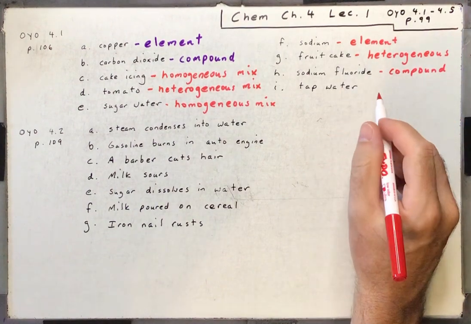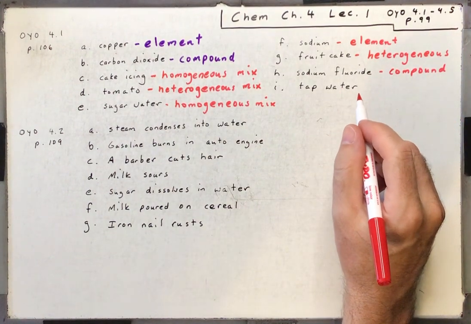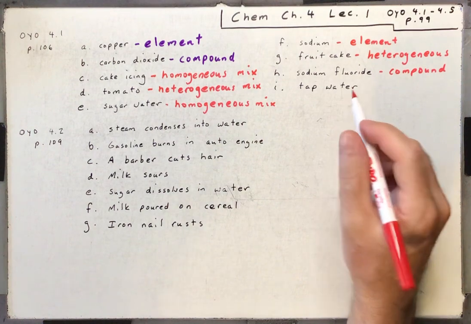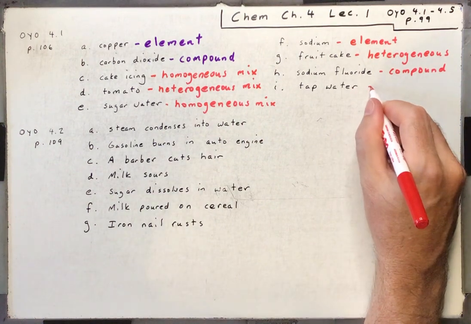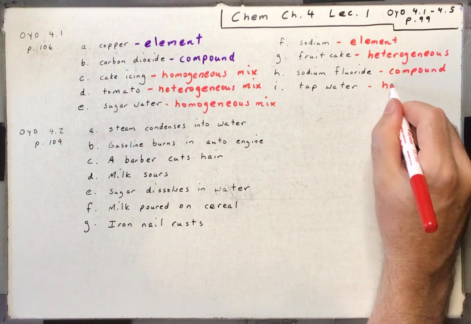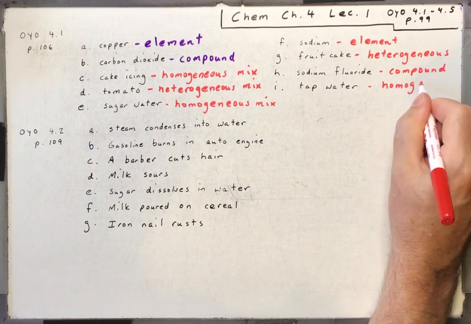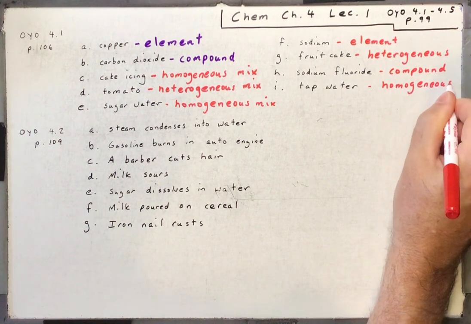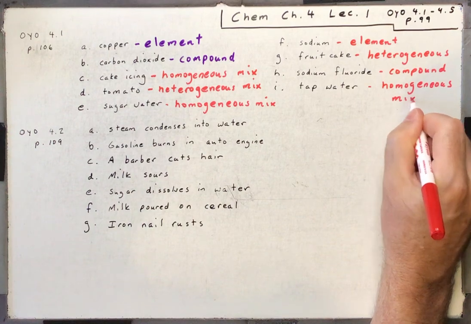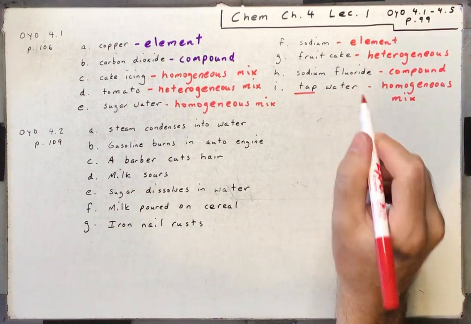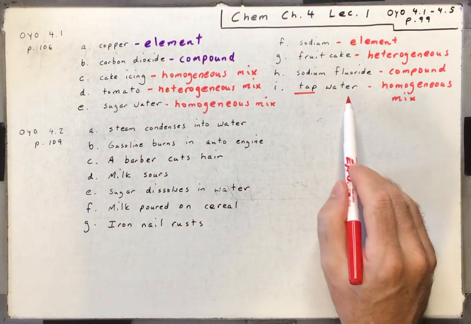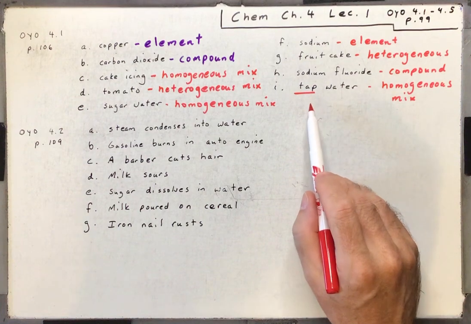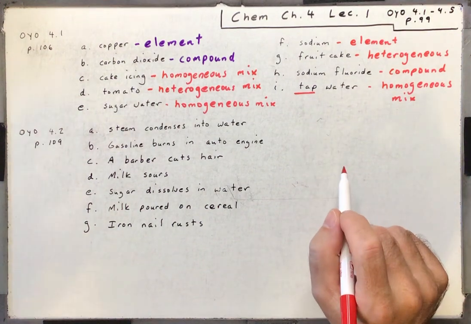And finally, tap water, that is a mixture. It would be homogeneous. And that's because it is tap water, okay? It's not pure water, which would just be a compound. But tap water, depending on where you live, will have a lot of different substances in it.